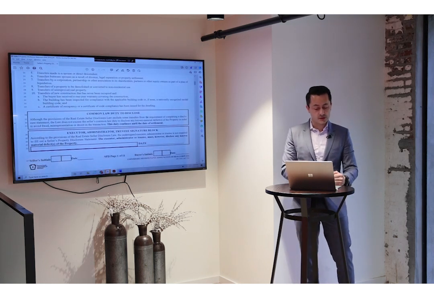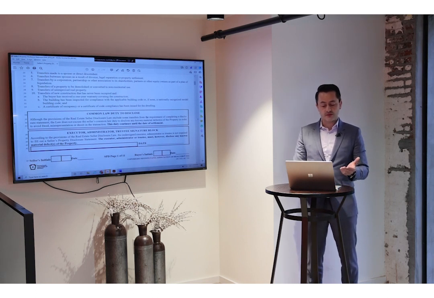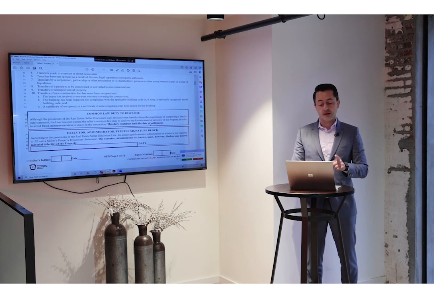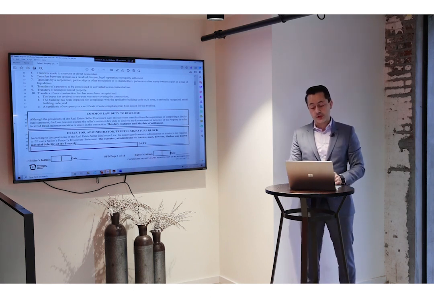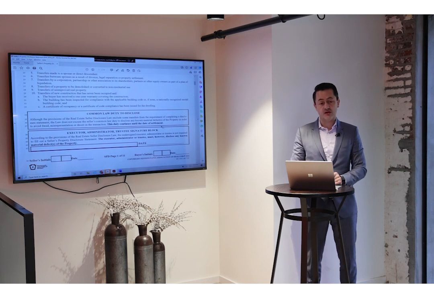Common law duty to disclose. Although the provisions of the Real Estate Seller Disclosure Law exclude some transfers from the requirement of completing a disclosure statement, the law does not excuse the seller's common law duty to disclose any known material defects of the property in order to avoid fraud, misrepresentation, or deceit in the transaction. This duty continues until the date of settlement.